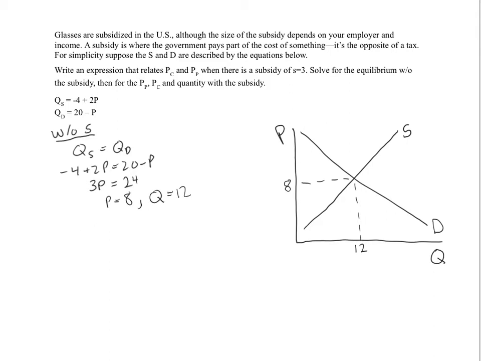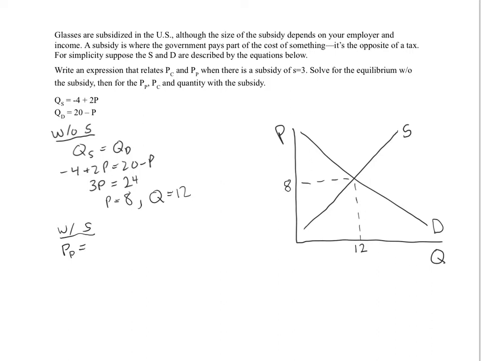Sorry, I put without the subsidy. So with the subsidy. So our starting point will be, it tells us to write an equation that relates PP and PC with the subsidy. So we want to ask ourselves, with this subsidy, with the government chipping in extra money, how much is the producer going to get paid?